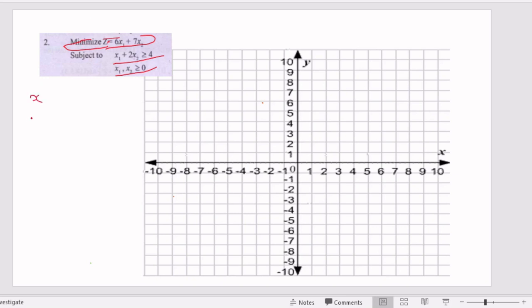So you need to draw a table. Last time also we have discussed this. Again we are discussing, you need to find three different combinations of x1, x2 so that you can plot three different dots and join them together to form the line. What is x1, x2? x1 belongs to the x-axis, x2 belongs to the y-axis.